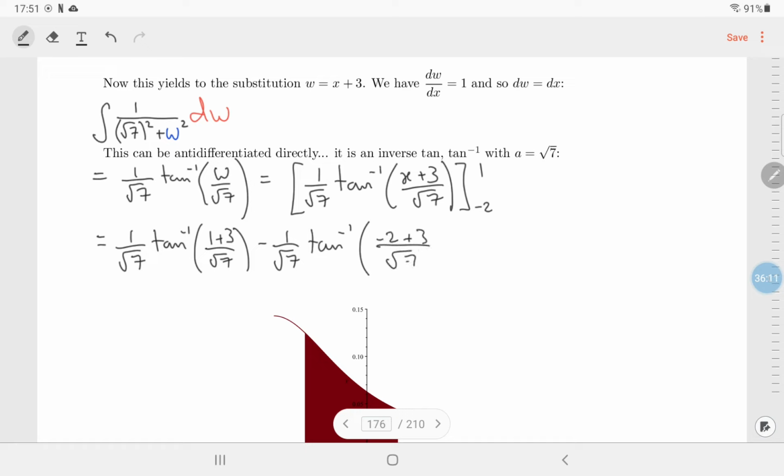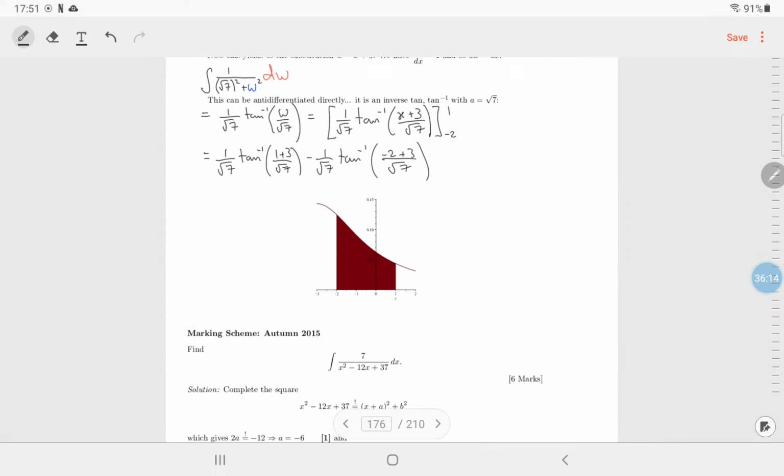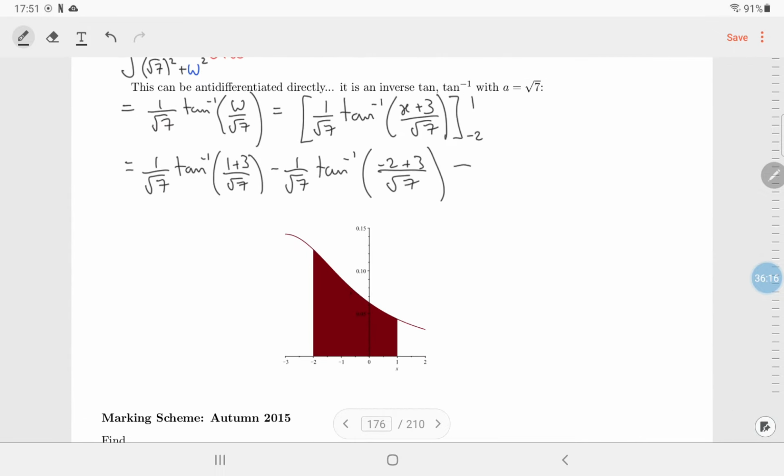I'd be happy not to have to put that into the calculator, but I have to. We'll probably round this to 4 significant figures. So am I in radians? You have to be in radians. 1 over root 7 times inverse tan of 4 over root 7 minus inverse tan of 1 over root 7. So it comes out as 0.2362.